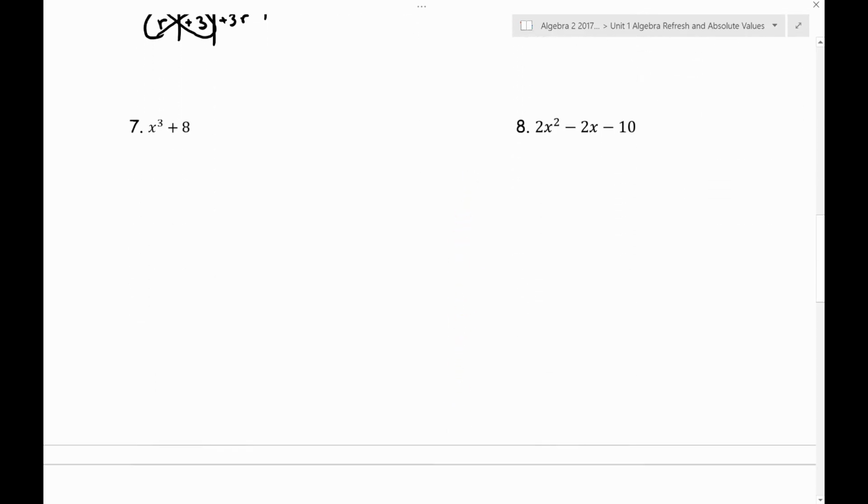Okay, so number 7 is a sum of cubes. So we take the cube root. We get x plus 2. And remember, we square the first term, that's x squared. We multiply these two together, you get 2x. And we take the last term and we square it as well.